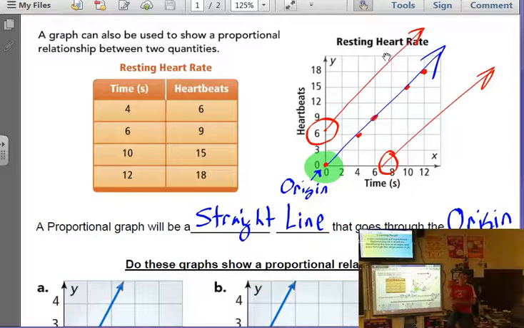Exactly. So, like, if I start saving money right now, but I've already got $100 in the bank, and then I start saving $20 every week, I started at 100. I did not start at 0. So, it's not proportional, because I didn't start at 0. Does that make sense? Evie.